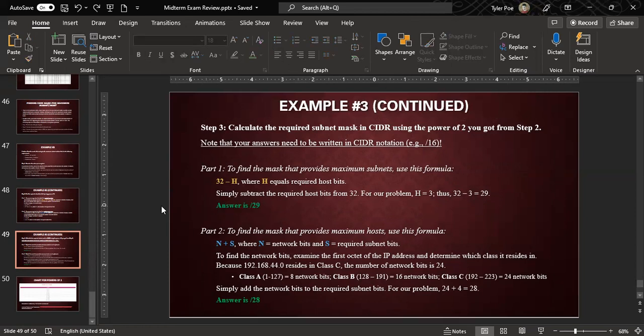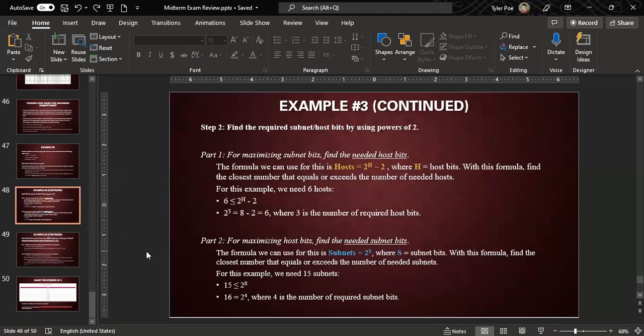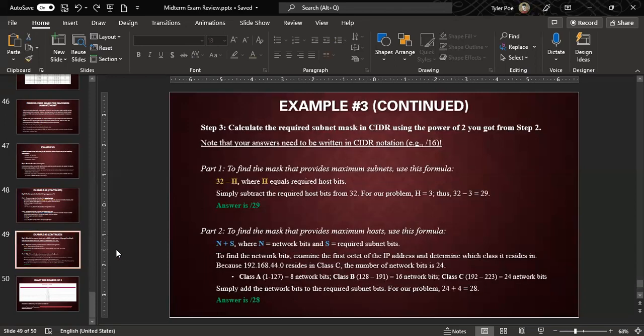It'd be slash 29. Now, finding the mask to maximize hosts is a little bit more difficult. We use another formula, n plus s, where n equals network bits and s equals required subnet bits. We agreed back here that s equaled 4. The thing of it is that n takes a little figuring out.